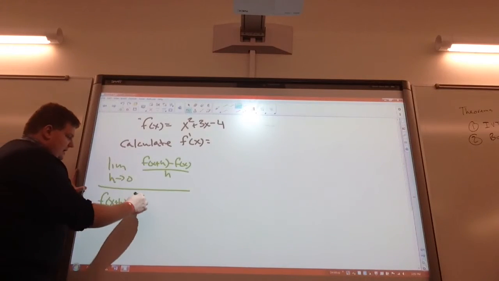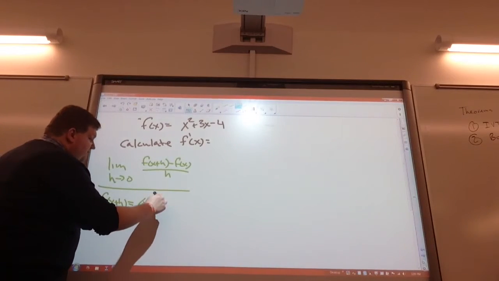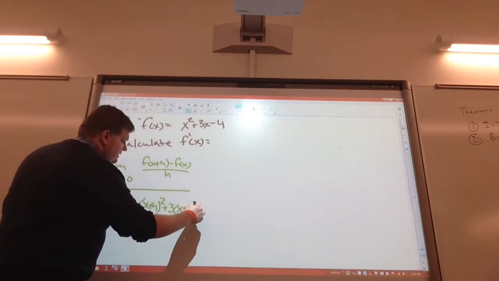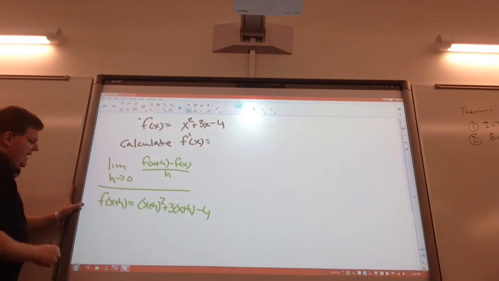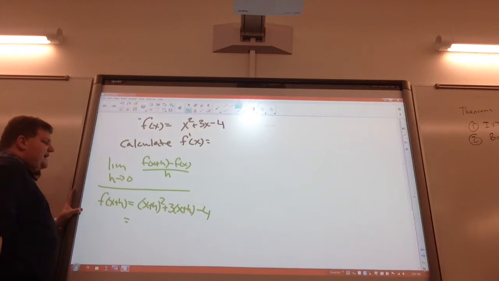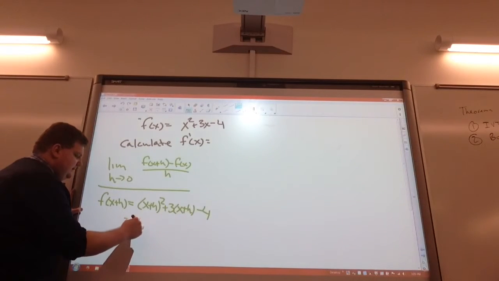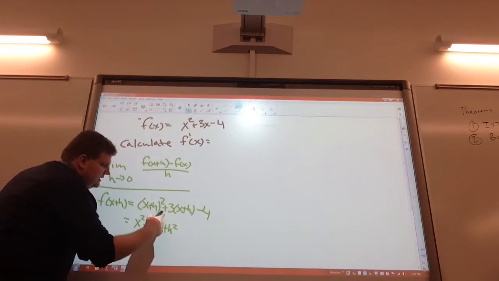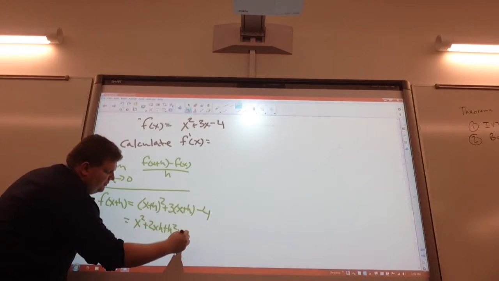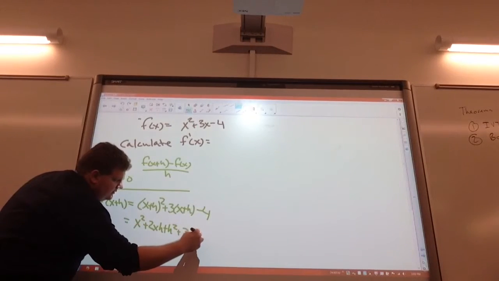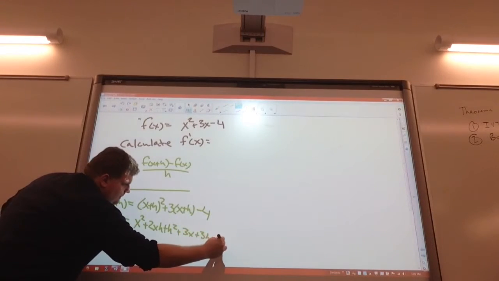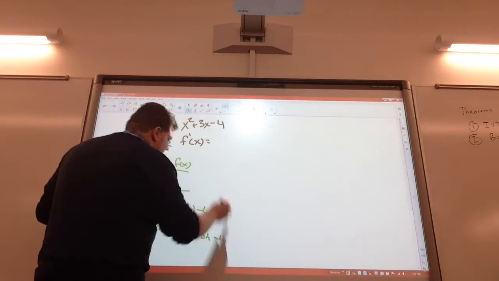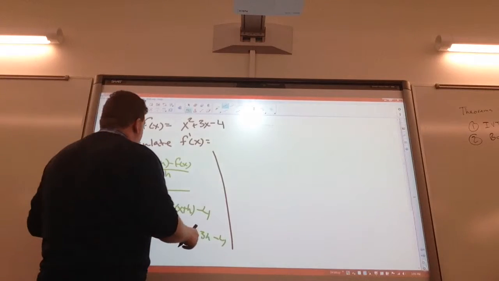That's going to be (x plus h) squared plus 3 times (x plus h) minus 4. And we go ahead and clean that up. (x plus h) squared is going to be what? x squared plus 2xh plus h squared. Then this would be 3x plus 3h minus 4. Now that I've got all the pieces, I can go ahead and calculate using the limit definition.